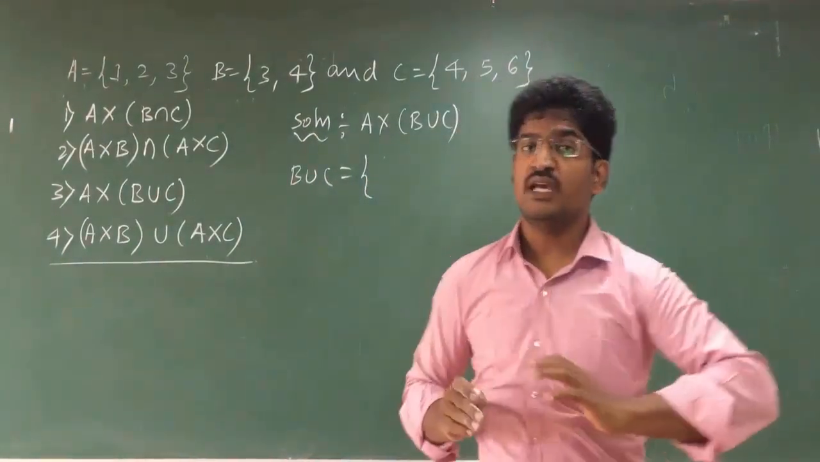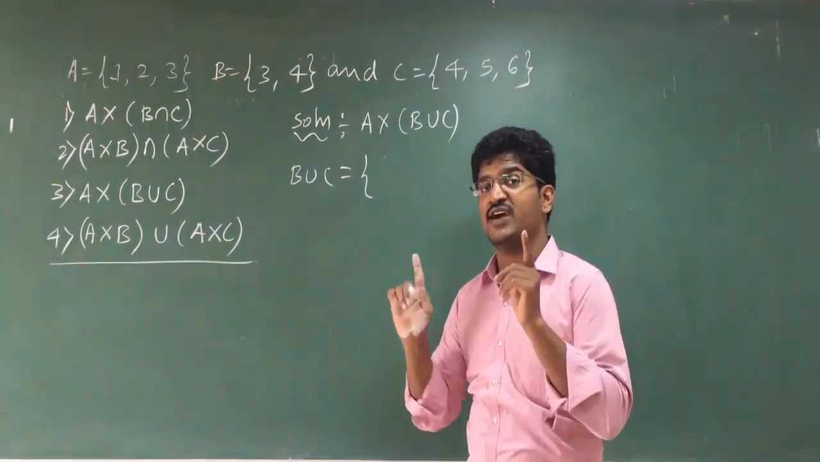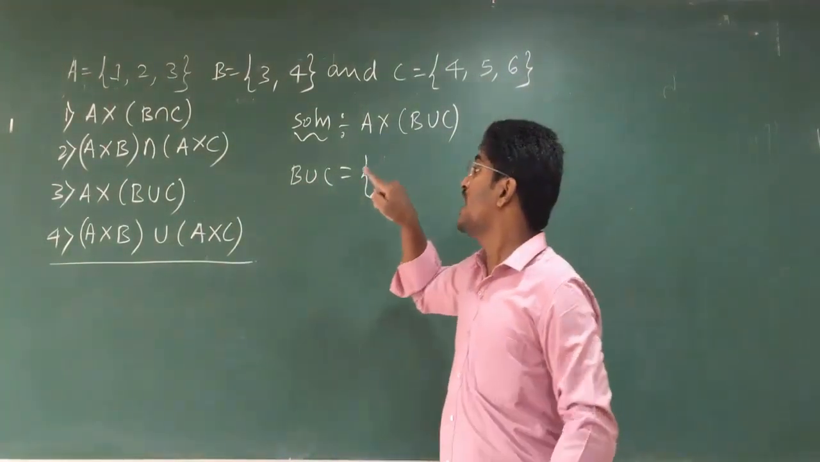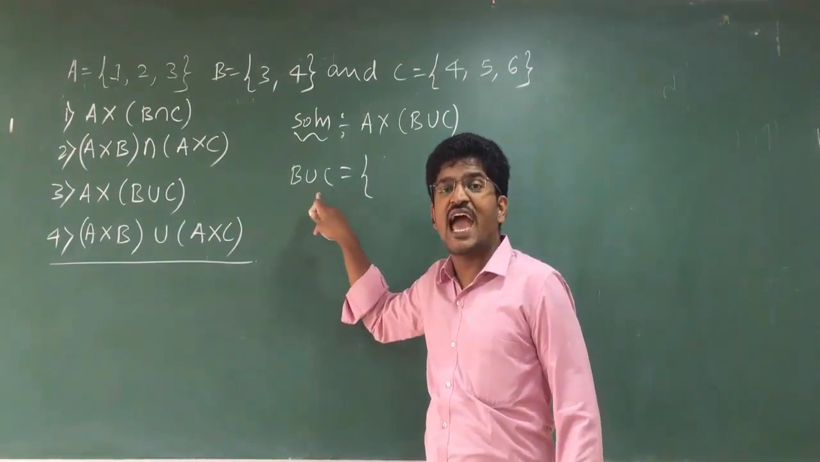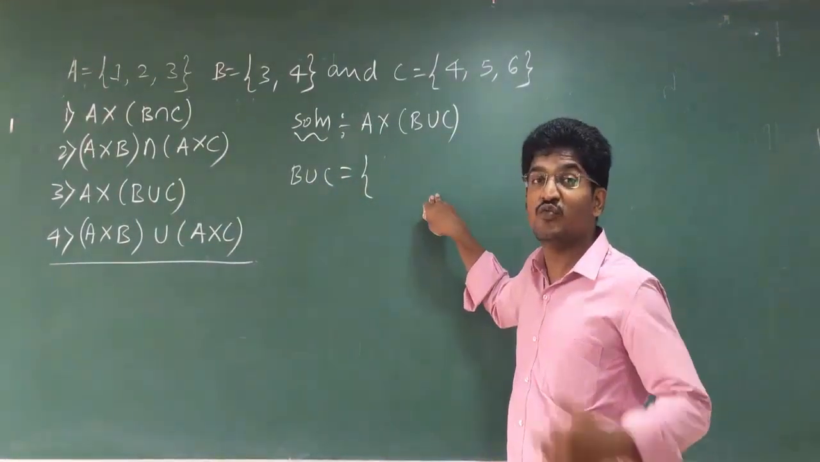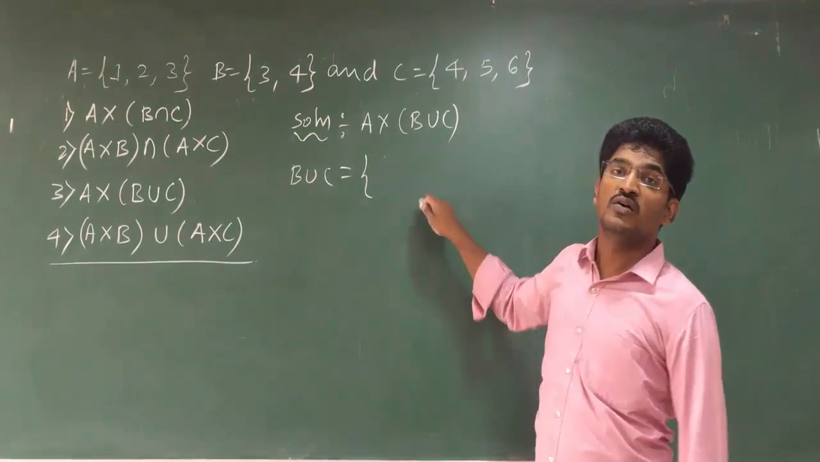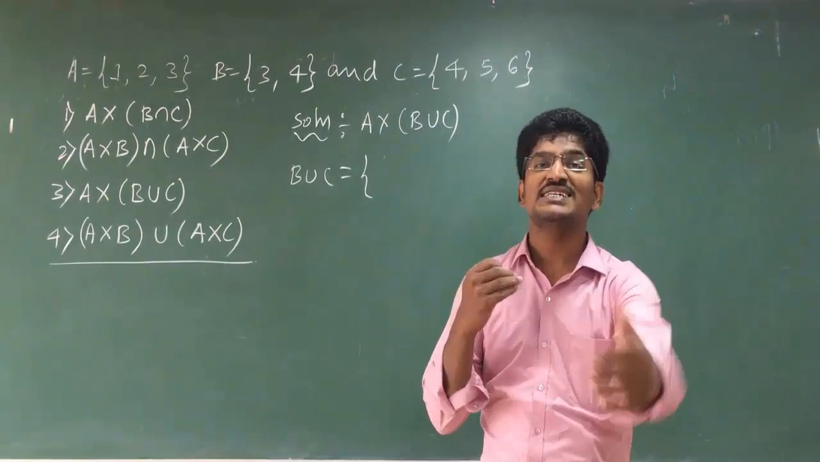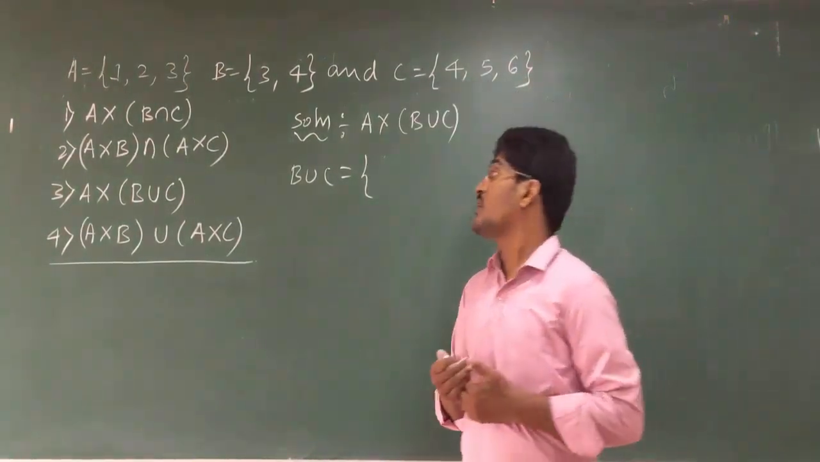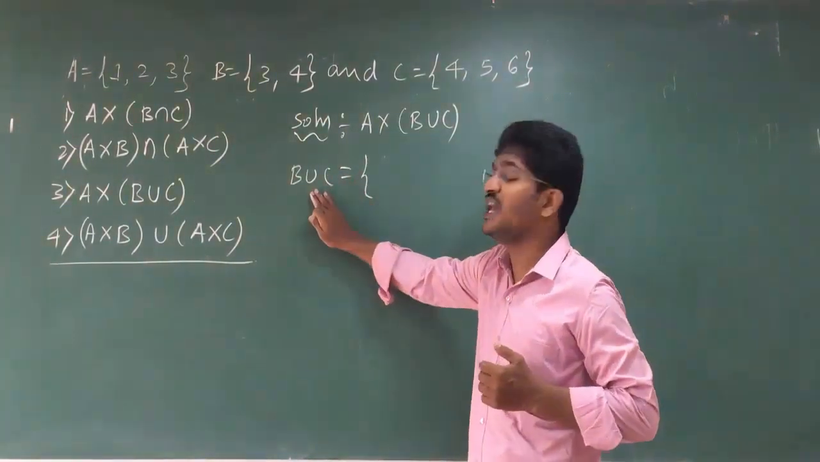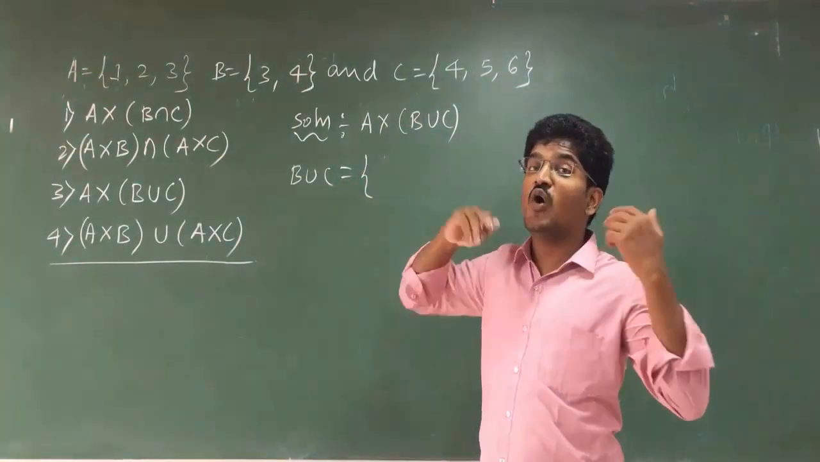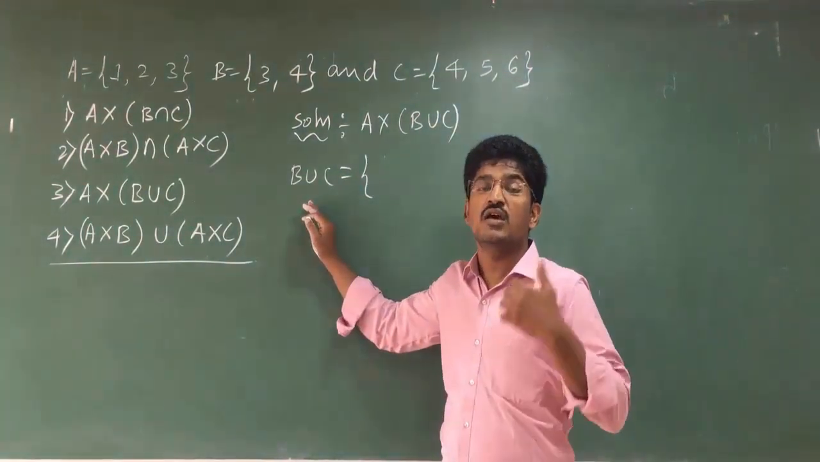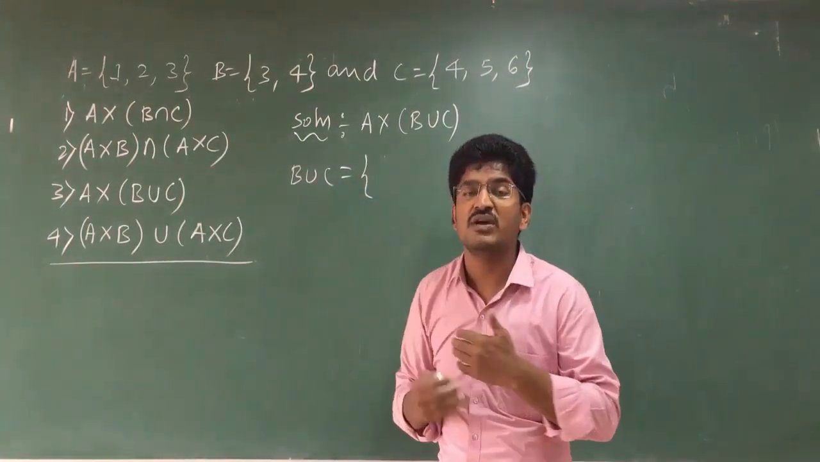B union C means you have to write each and every element of B and C in this set without repetition. That is nothing but your B union C. Clear? ಅಂದ್ರೆ ಬಿ ಯೂನಿಯನ್ ಸಿ ಅಂದ್ರೆ ಇಲ್ಲಿ ಬಿ ಮತ್ತೆ ಸಿ ದಲ್ಲಿ ಇರುವಂತ ಎಲ್ಲಾ ಎಲಿಮೆಂಟ್ಸ್ ಅನ್ನ ಬರೀಬೇಕು.